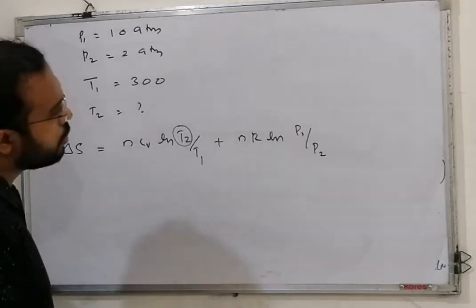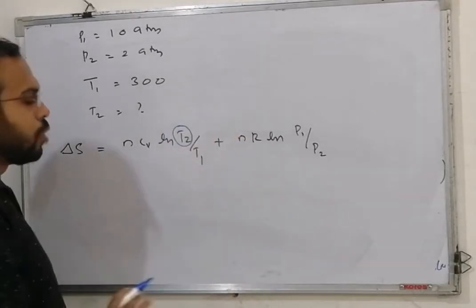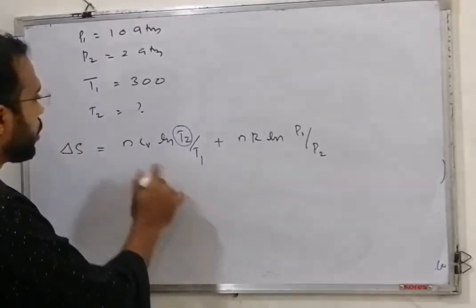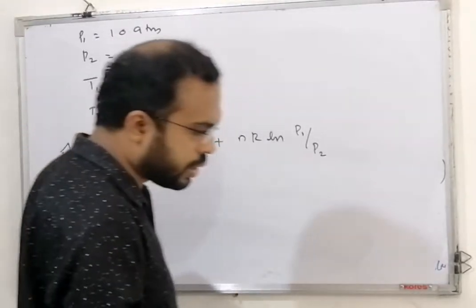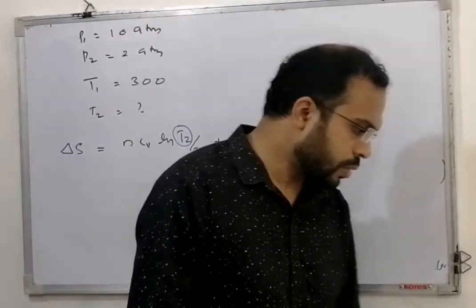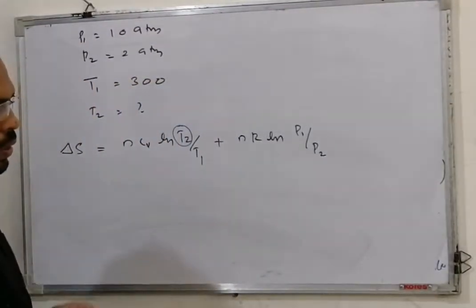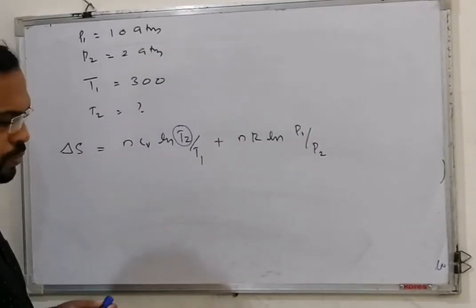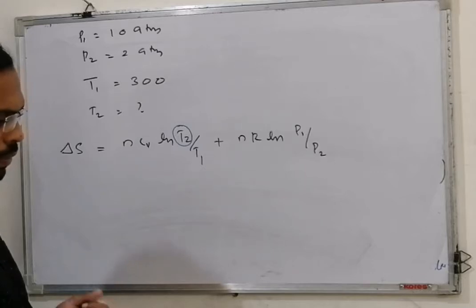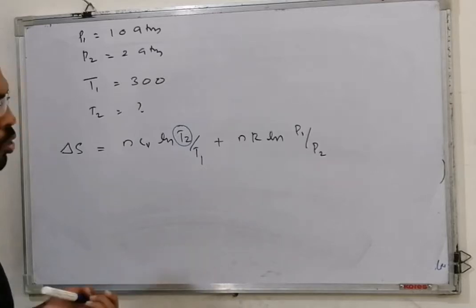Therefore, first, N is 1 mole. Okay, no problem. R we know, CV, I'm sorry, CV is also given in the question. Okay, we find out the T2 first. Okay, how to find out T2?